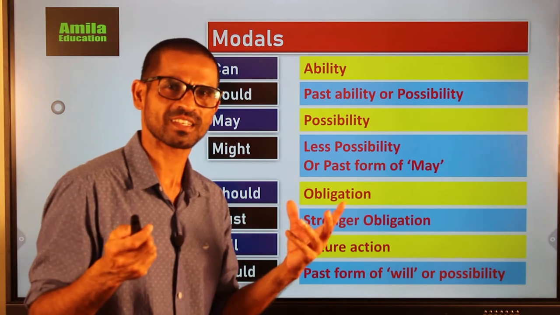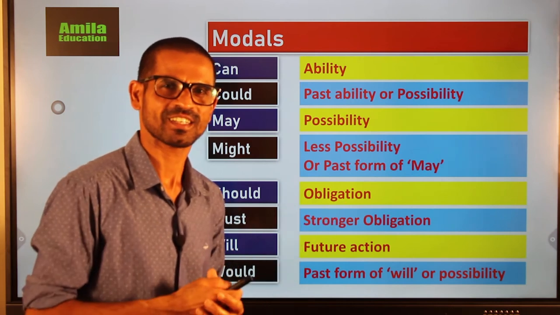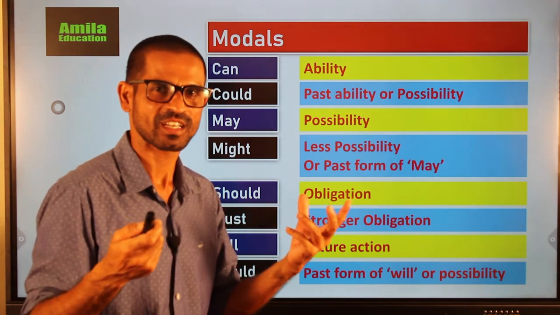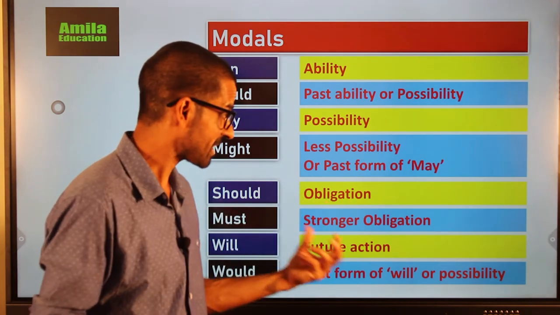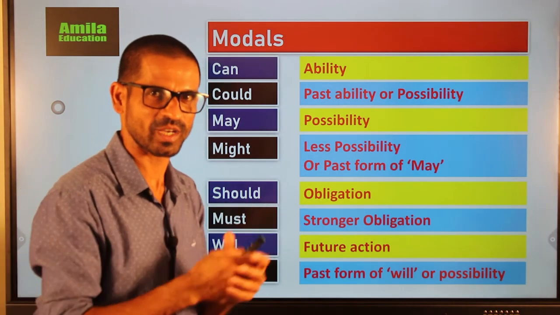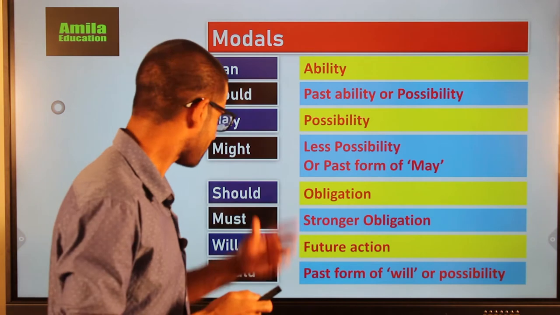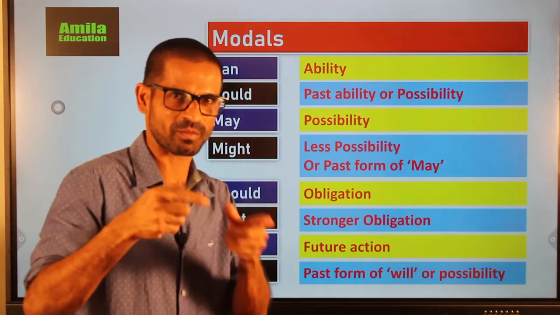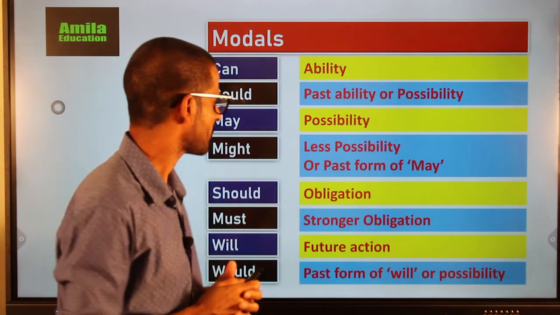She would come today. You can use that sentence. That expresses less possibility. It is not only the past form of will. It depends on how you use it.